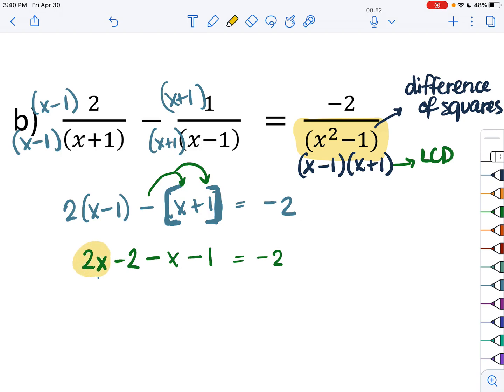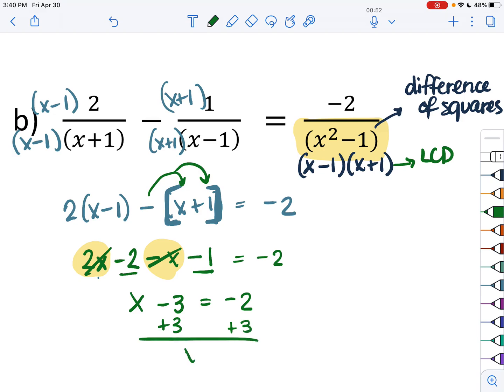Well, I've got an x and an x I can combine. 2x minus x is just 1x. Those are gone. And then I have a negative 2 and a negative 1. And then this becomes pretty simple, right? We just add 3 to both sides, and x equals 1. All right. Only thing left to do is double check our answer against the original problem.